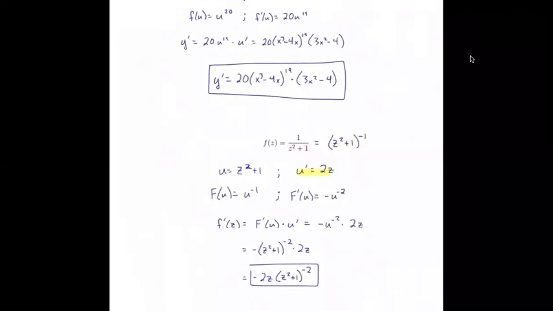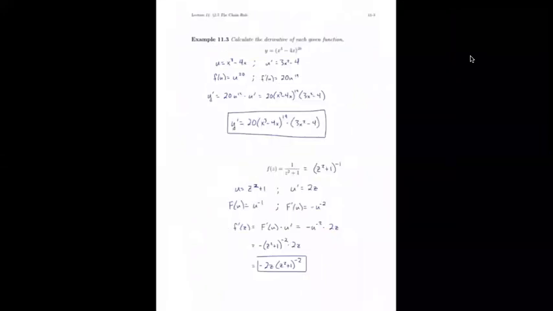And now we're ready to put it all together as usual. F prime of z is the derivative of the outer function at u times u prime. So that's negative u to the negative 2 times u prime, which is 2z. And then what is u? U is z squared plus 1. So we have negative (z squared plus 1) to the negative 2 times 2z. And then we rearrange the terms and clean it up a bit to look like that. So here we have it. Reciprocal functions can be thought of in a composite way rather than as a quotient, if we like.